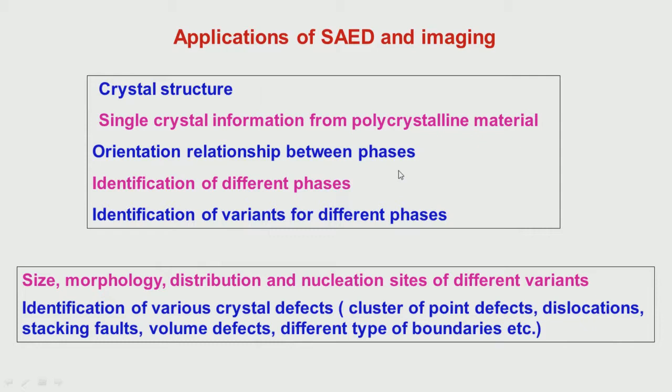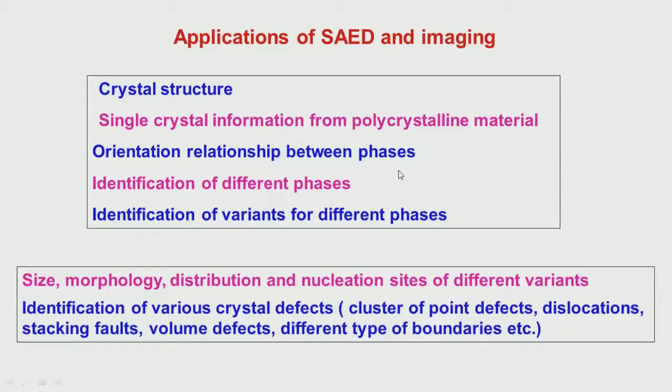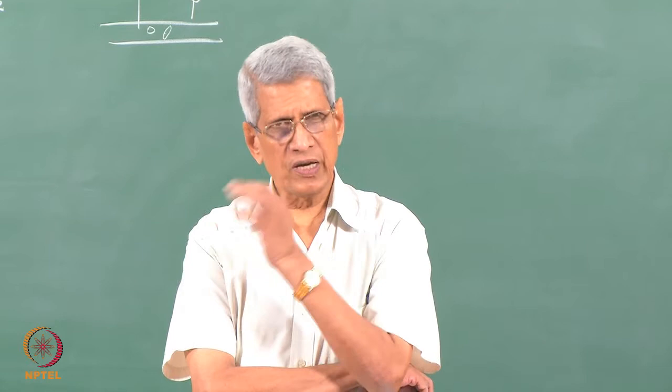In addition, on the image side, what information can we get? The size of the second phase particles which form, their morphology, how they are distributed, whether it is uniform, and what the sites are at which the second phase particles have nucleated, whether they formed preferentially at the grain boundary, or at some sub-boundaries, or whether they are uniformly distributed. If defects are present in the material, we can also get information about the various types of defects present in the sample. The size distribution and especially the identification of crystal defects will be dealt with separately in detail in another class.